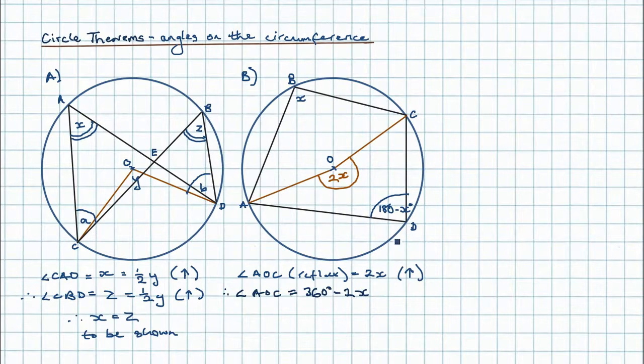So, how do we then go on to prove that ADC is 180 minus x? Well, if we rewrite this to factor out 2 times 180 equals 360, and 2 times x equals minus 2x. So factor out the 2 like that, then it's clear that therefore angle ADC must equal 180 minus x, which was to be shown.